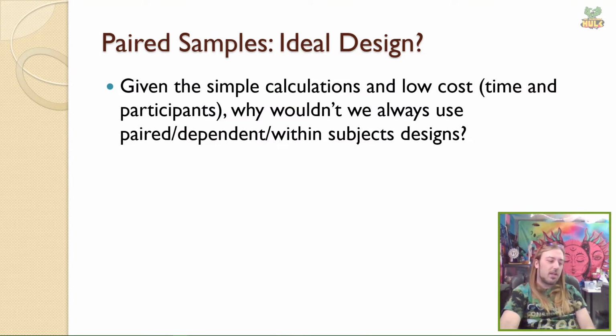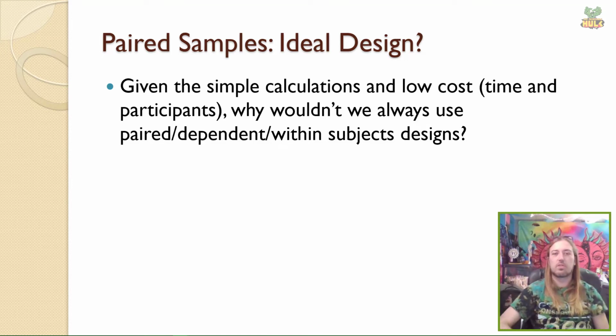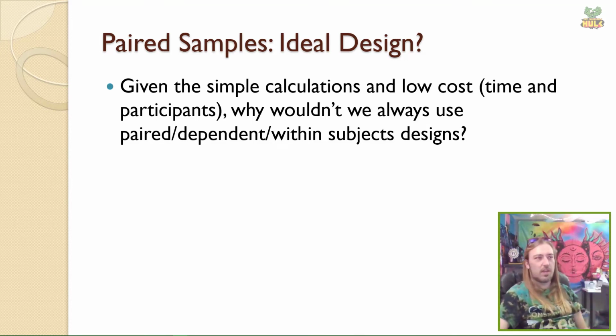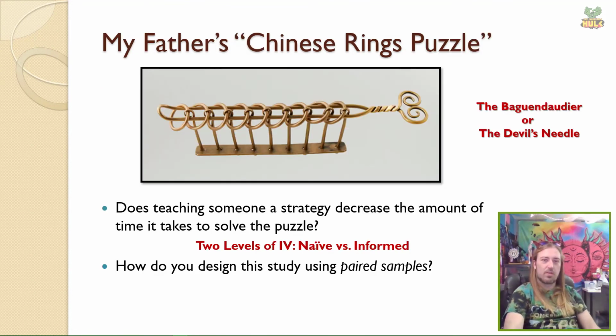Okay, so given that it is less costly to do a paired samples design in terms of participants, and sometimes even time, if it takes a long time to run each individual participant, why wouldn't we always use that kind of a design? Well, here's a very, very contrived example, but an example that you simply couldn't study with a paired samples design. So my dad has this cool puzzle that he always called the Chinese lock.